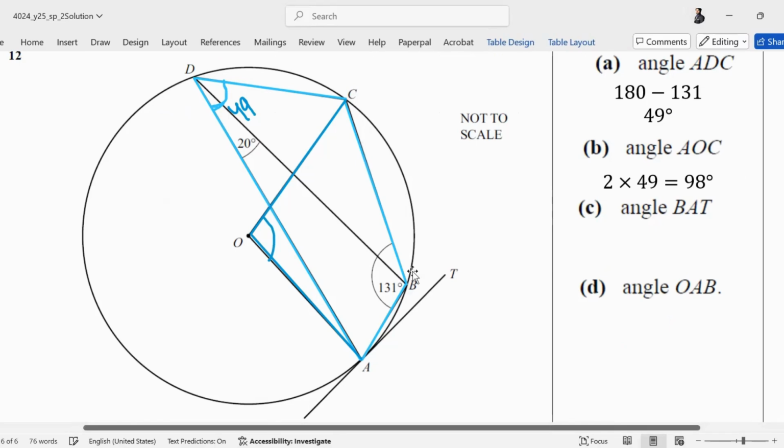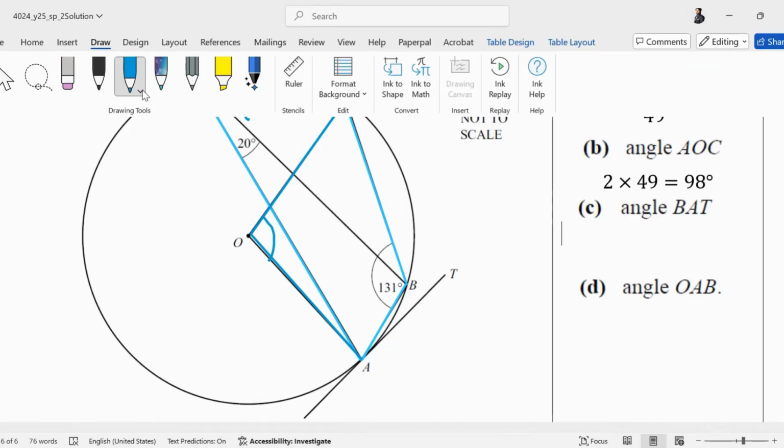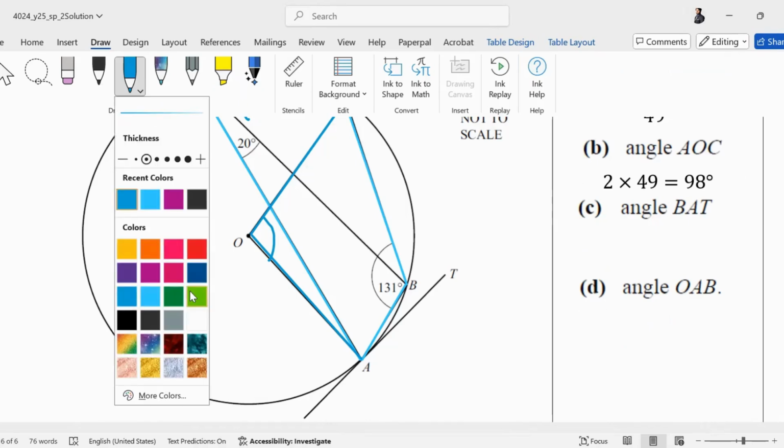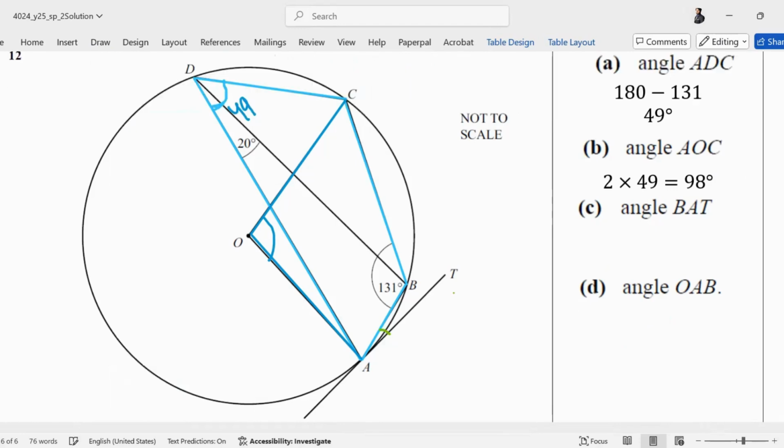Then it is angle BAD. Angle BAD. This is the angle between tangent and a chord, and they are making this angle in the minor segment. So when the same chord AB will make any angle in the major segment, which is actually ADB, it will be the same angle.